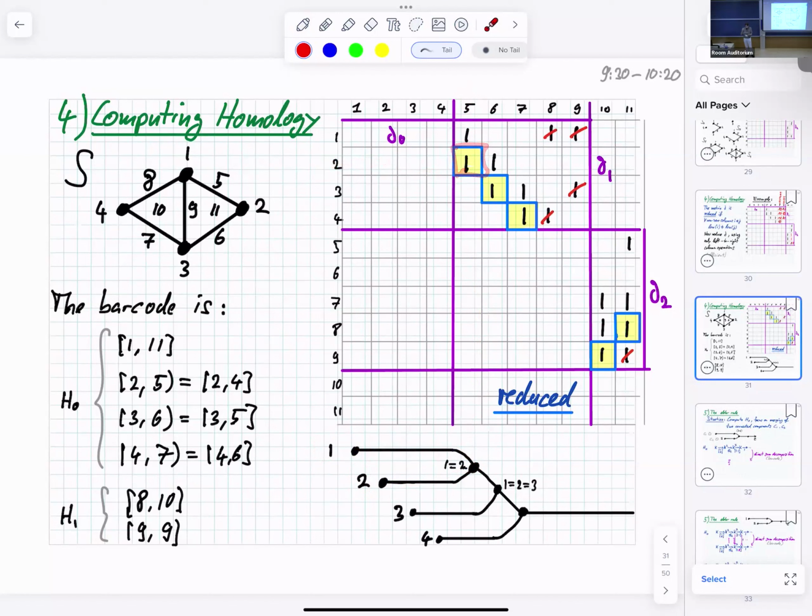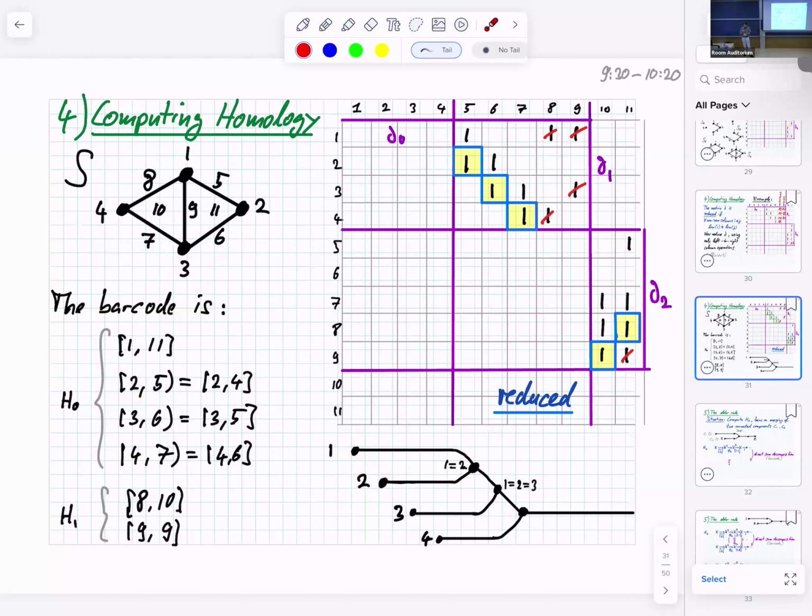And what that tells you is that the connected component which was born here at time 2 is merged at time 5 with the other component 1. So we lose one component. And what did Frederick tell you? The oldest lives the longest. You keep the oldest one and you kill the younger one. I'm sorry for the violent language, but that's what he said.